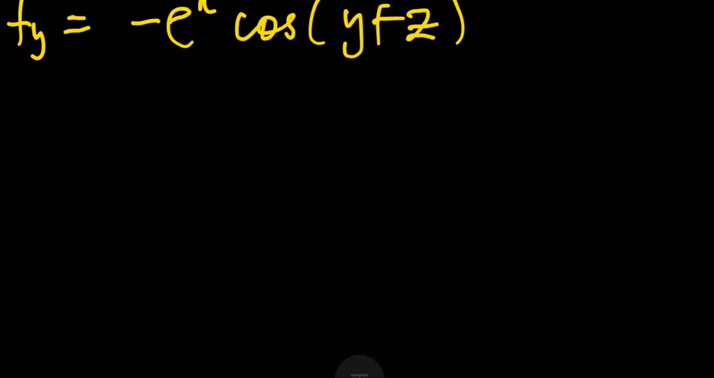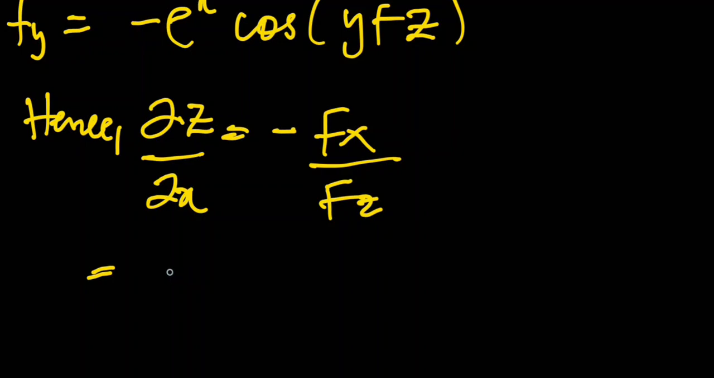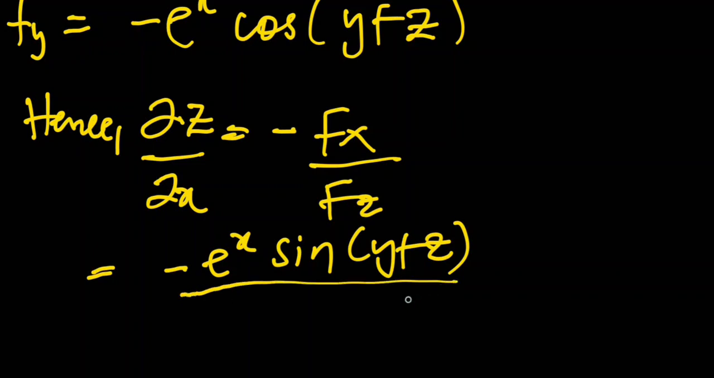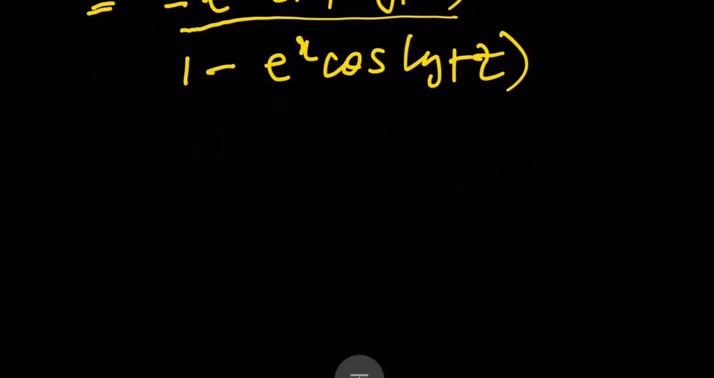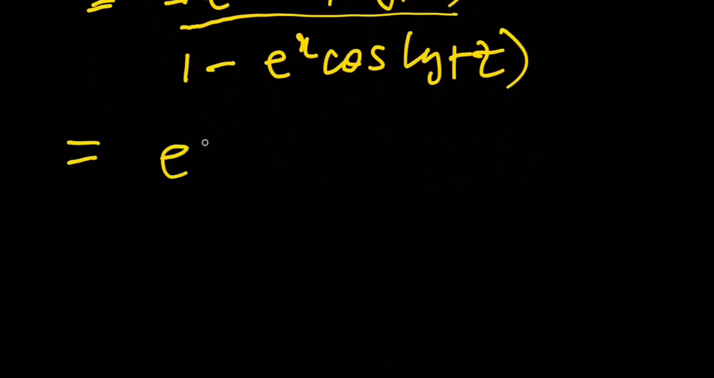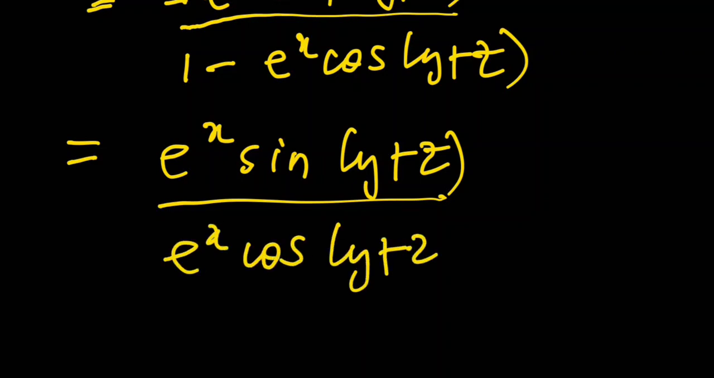Therefore, the partial derivative dz over dx is equal to minus fx over fz, which is equal to minus e^x sin(y + z) all over 1 minus e^x cos(y + z), which we can finalize as e^x sin(y + z) all over e^x cos(y + z) minus 1.